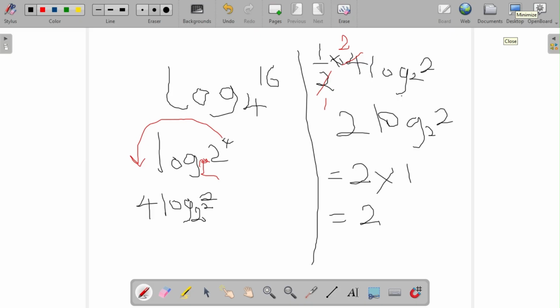Now logarithm of 1: whenever you have log 10 to base 10, it is 1. If you have log a to base a, it's 1. If you have log 2 to base 2, it is 1. So 2 times 1 is what? 2.